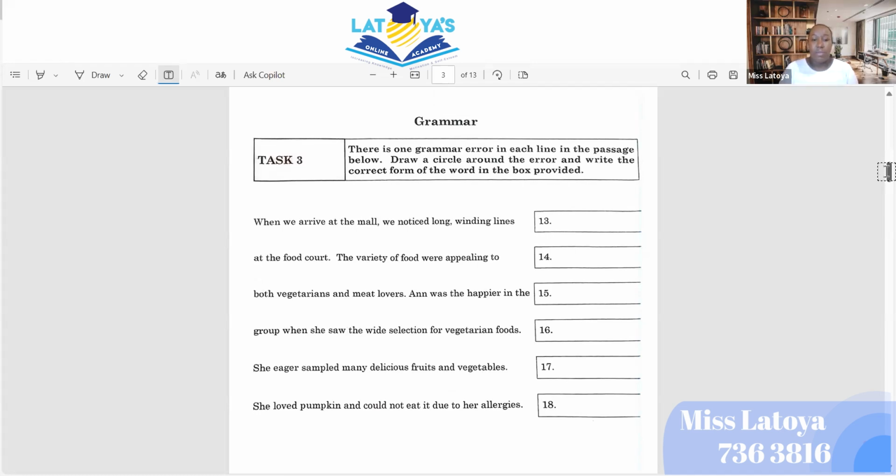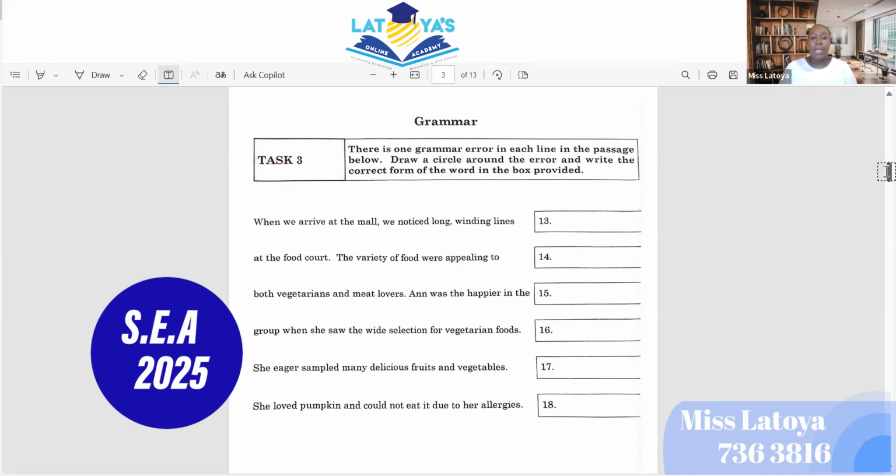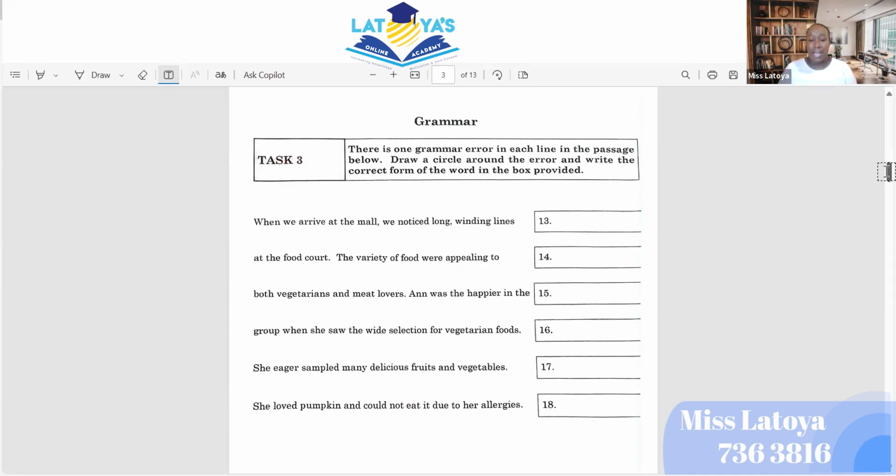When we arrived at the mall, we noticed long, winding lines at the food court. The variety of food were appealing to both vegetarians and meat lovers. Anne was the happier in the group when she saw the wide selection of vegetarian foods. She eager sampled many delicious fruits and vegetables. She loved pumpkin and could not eat it due to her allergies. I'm telling you, if you read these paragraphs, the errors will be screaming at you.